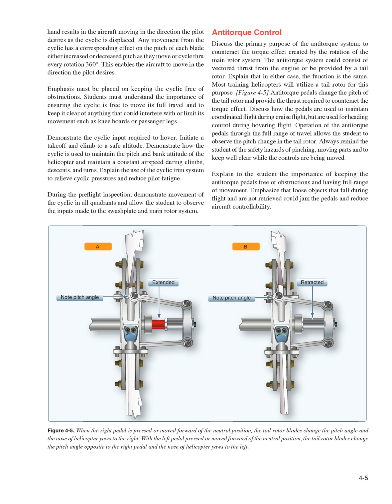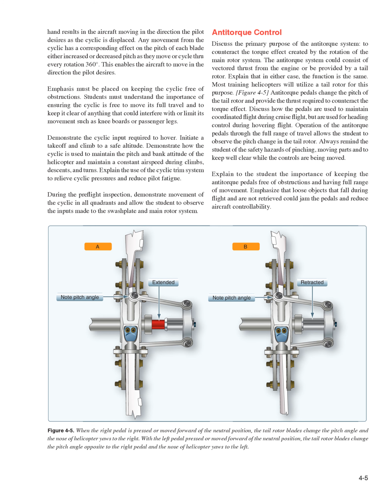Anti-torque control. Discuss the primary purpose of the anti-torque system, to counteract the torque effect created by the rotation of the main rotor system. The anti-torque system could consist of vectored thrust from the engine or be provided by a tail rotor. Explain that in either case, the function is the same. Most training helicopters will utilize a tail rotor for this purpose.